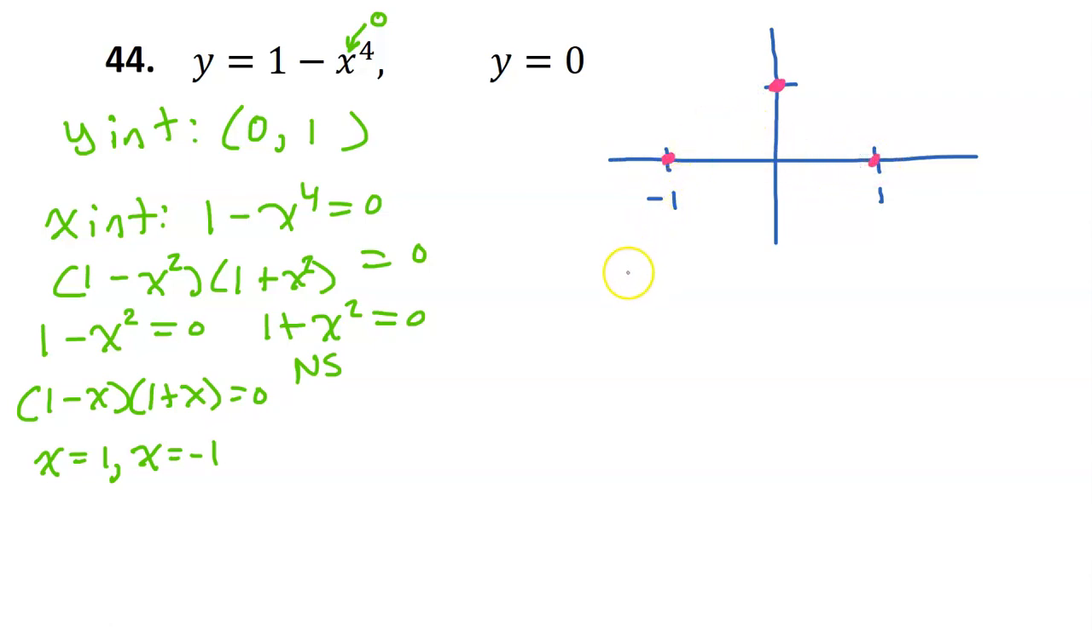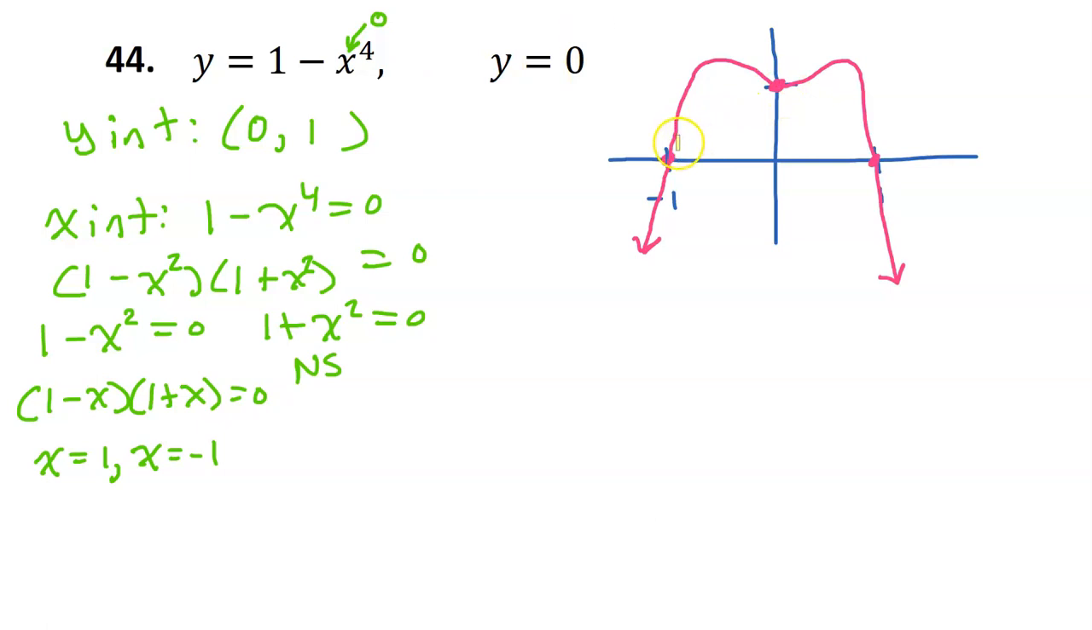We don't need to know exactly what the curve looks like. We just need to know the boundary. So I'm going to draw a curve that looks like this. But it doesn't matter if it doesn't quite look like this. What matters is that it intercepts the x-axis here and here at negative 1 and positive 1, and it goes up to the y-intercept of 0, 1.